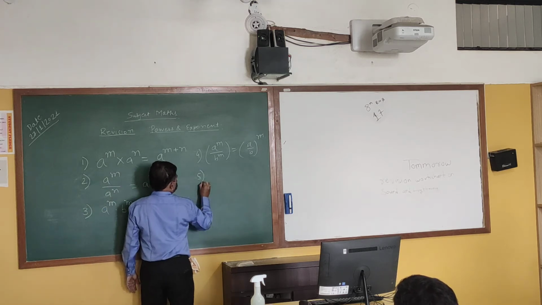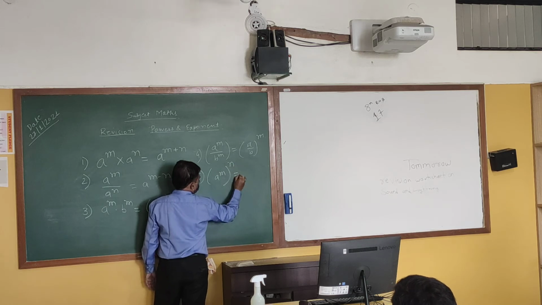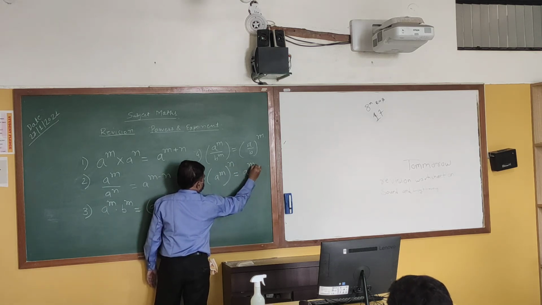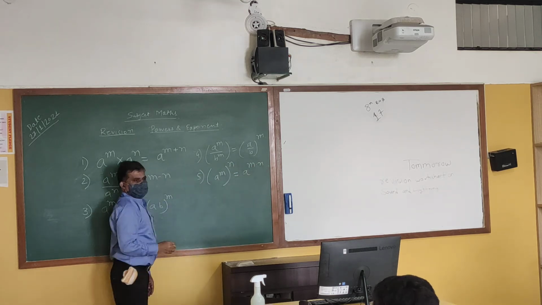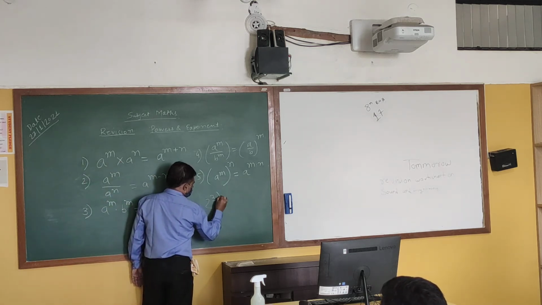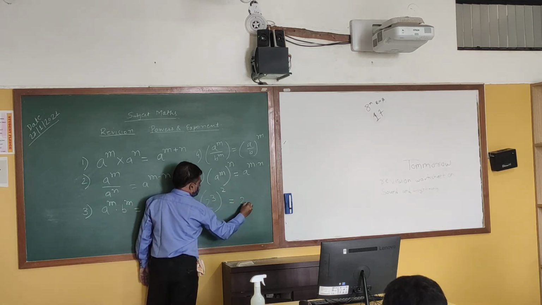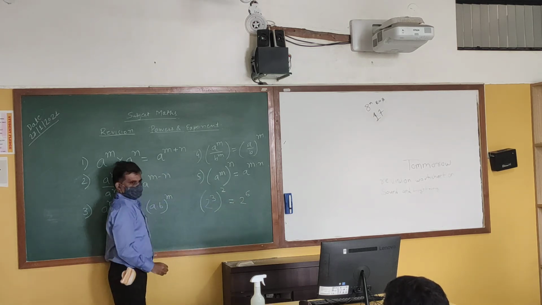And one more, power of power. a raised to power m, this whole raised to power n, is always equal to a raised to power m into n. Sir, again one. Okay. For example, say 2 raised to power 3, bracket raised to power 2 is equal to 2 raised to power 6.